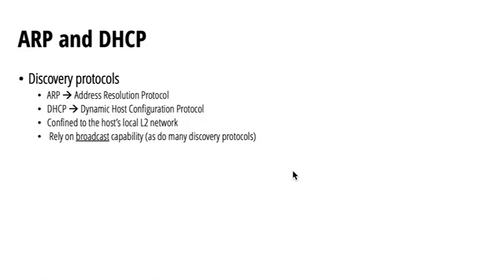So, a very quick recap of ARP and DHCP. They're discovery protocols. ARP is address resolution and DHCP is dynamic host configuration protocol. They both operate, important to remember, within the host's local or L2 network. And they both rely heavily on the fact that we have this broadcast capability, which, when you think about it, is a very sensible primitive by which to bootstrap something. If you don't know addresses, if you don't know where things are, broadcasting is convenient. But again, it doesn't scale, so doing it within a local network makes sense.